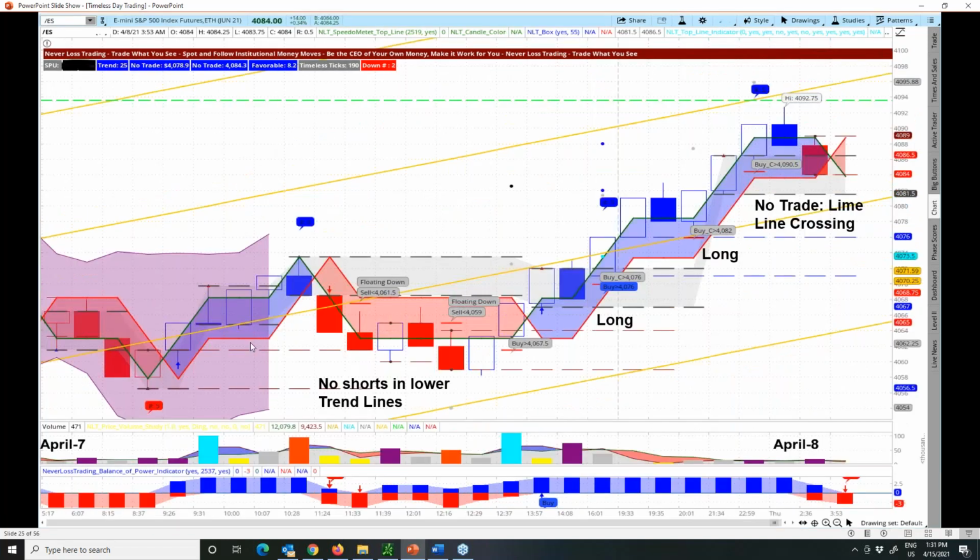So, no shorts on lower trend lines. You see here that would be one of those, but on the longs, we're coming out of that. We are looking at the ES, the E-mini S&P 500, April 7 through April 8, and you see multiple opportunities which we took and carried out, and we stick to our rules day in, day out.